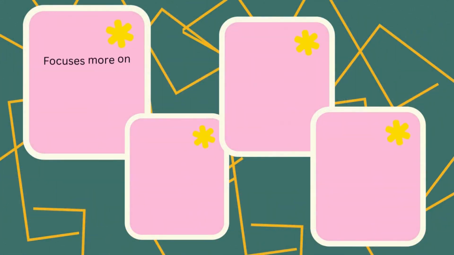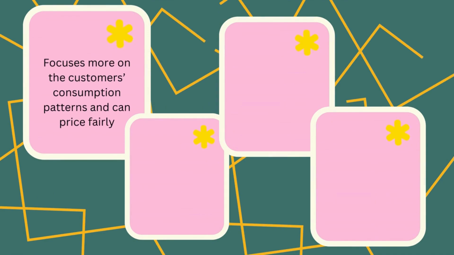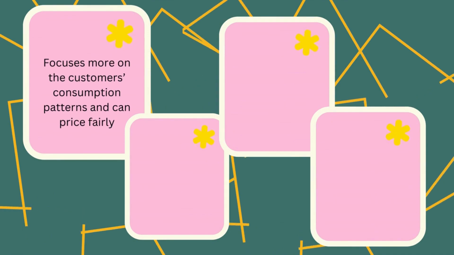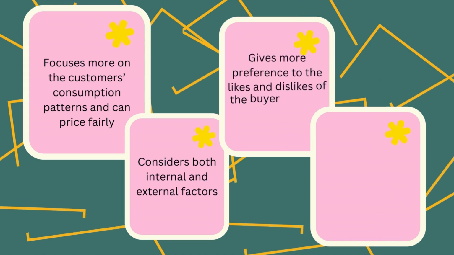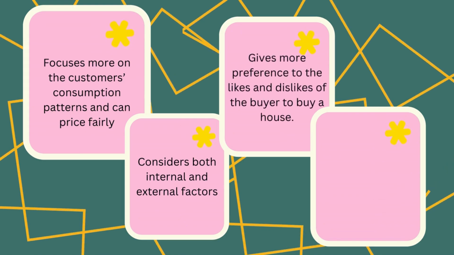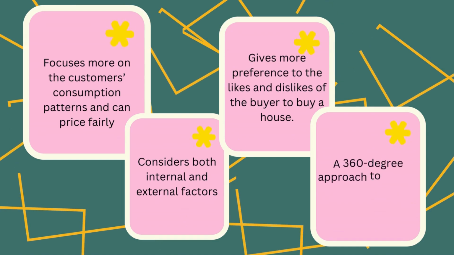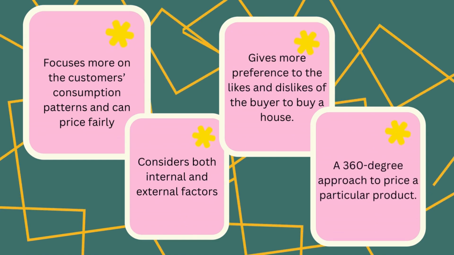Number 1, focuses more on the customer's consumption patterns and can price fairly. Number 2, considers both internal and external factors. Next, gives more preference to the likes and dislikes of the buyer to buy a house. Lastly, a 360-degree approach to price a particular product.